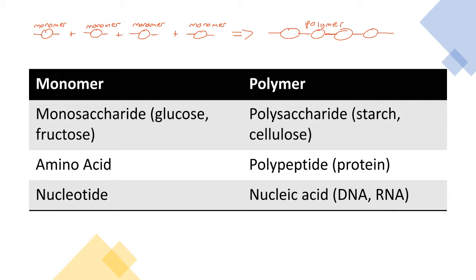Now, in terms of nucleic acids, the nucleotide is going to be the monomer. Nucleotide is going to be the monomer. What is going to be the polymer? The nucleic acid, which could be either DNA or RNA.